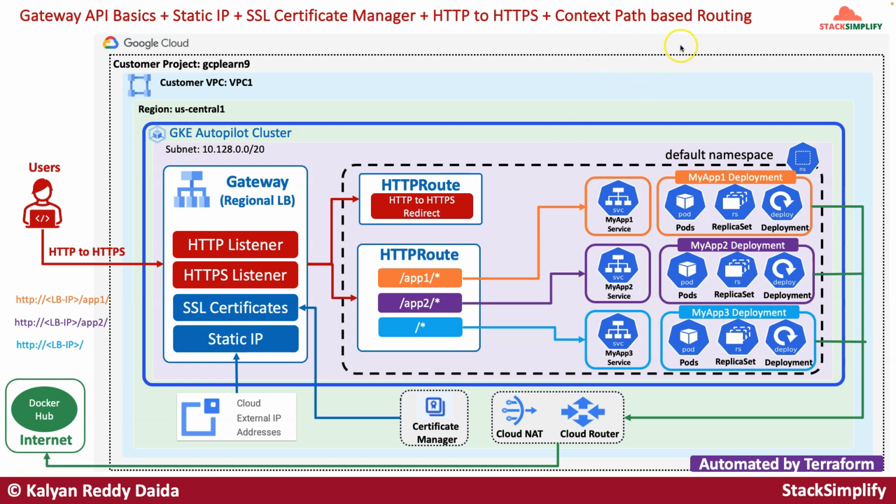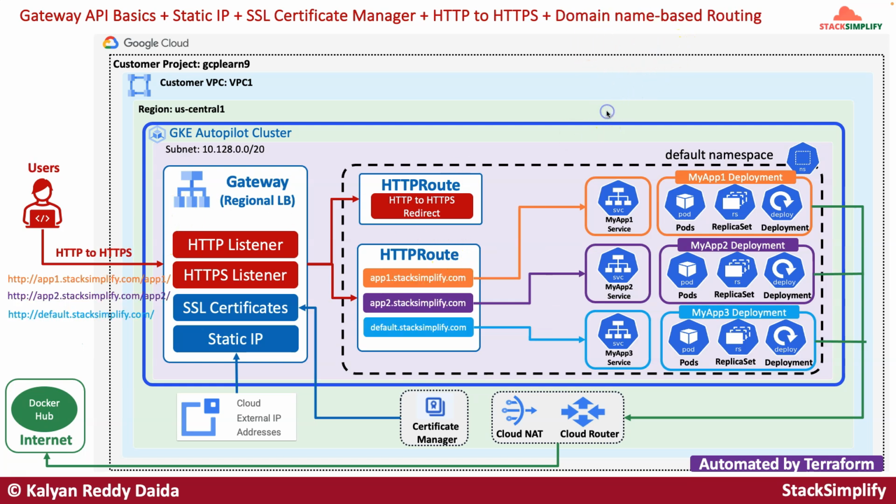So all these things we are going to implement in HTTP route, and accordingly we are going to learn it. Once context path based routing is implemented, we'll focus on implementing domain name based routing. So here we will implement, for the same 3 applications, if your DNS URL is app1.yourdomain.com, then the request will go to app1, and if it is app2.yourdomain.com, it will go to app2. And if it is any other URL, like default.yourdomain.com, then it should go to app3. So accordingly, we will define the HTTP routes and implement it. So that's about domain name based routing.